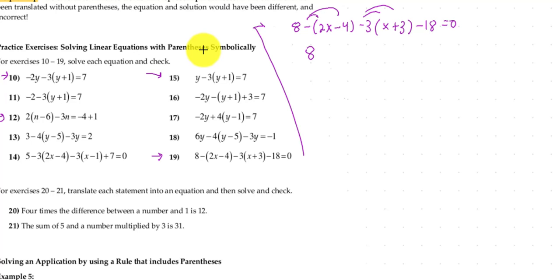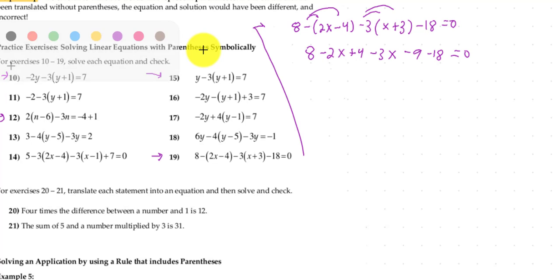So the 8 stays where it is. Negative 1 times 2x is negative 2x. Negative 1 times negative 4 is positive 4. Negative 3 times x is negative 3x. And negative 3 times 3 is negative 9, minus 18 equals 0.